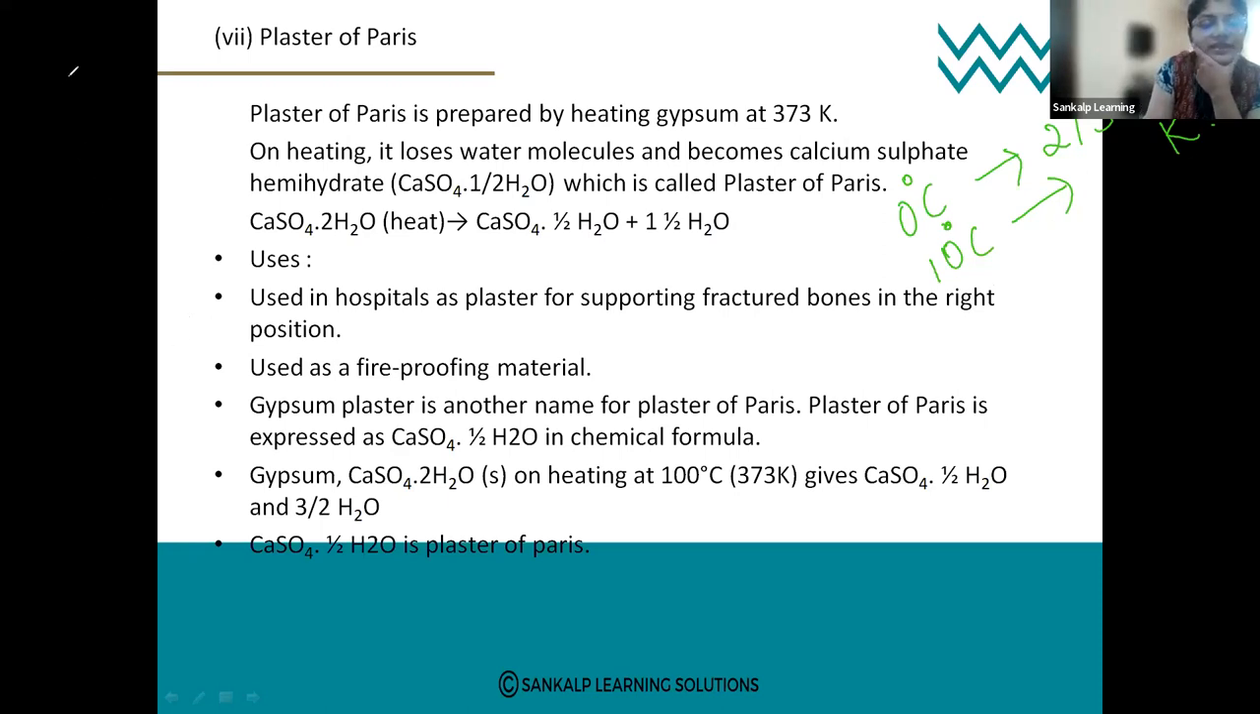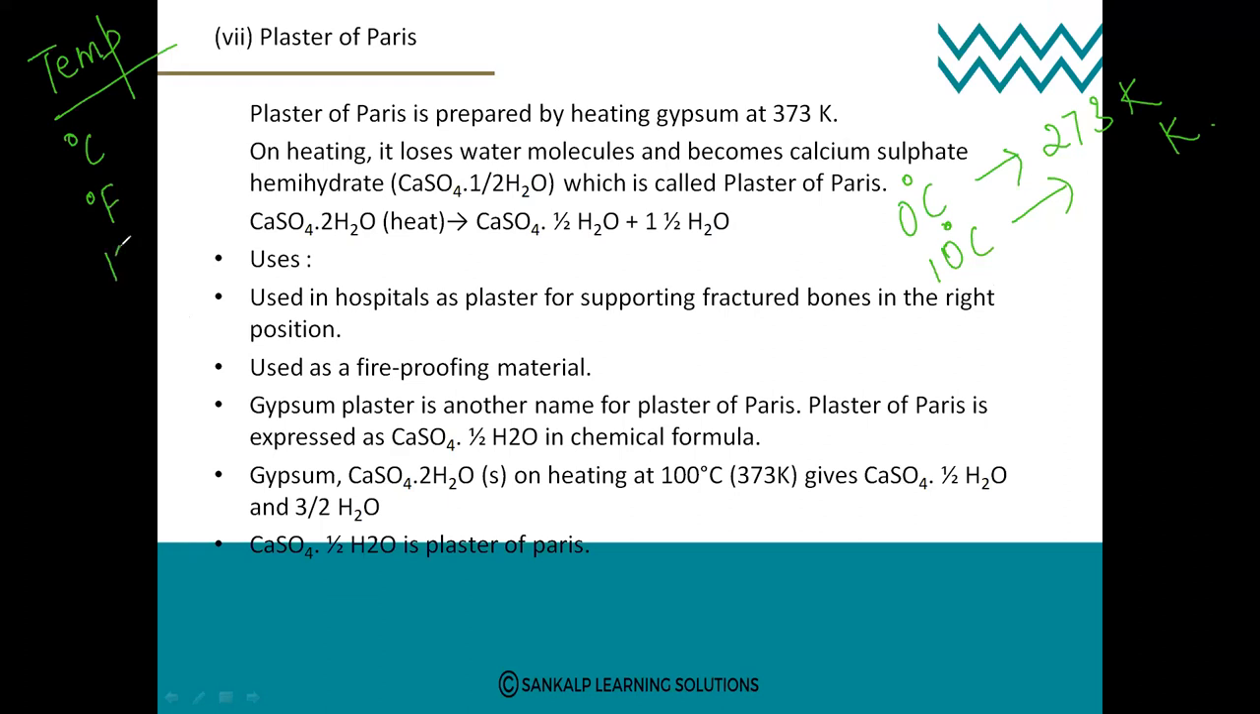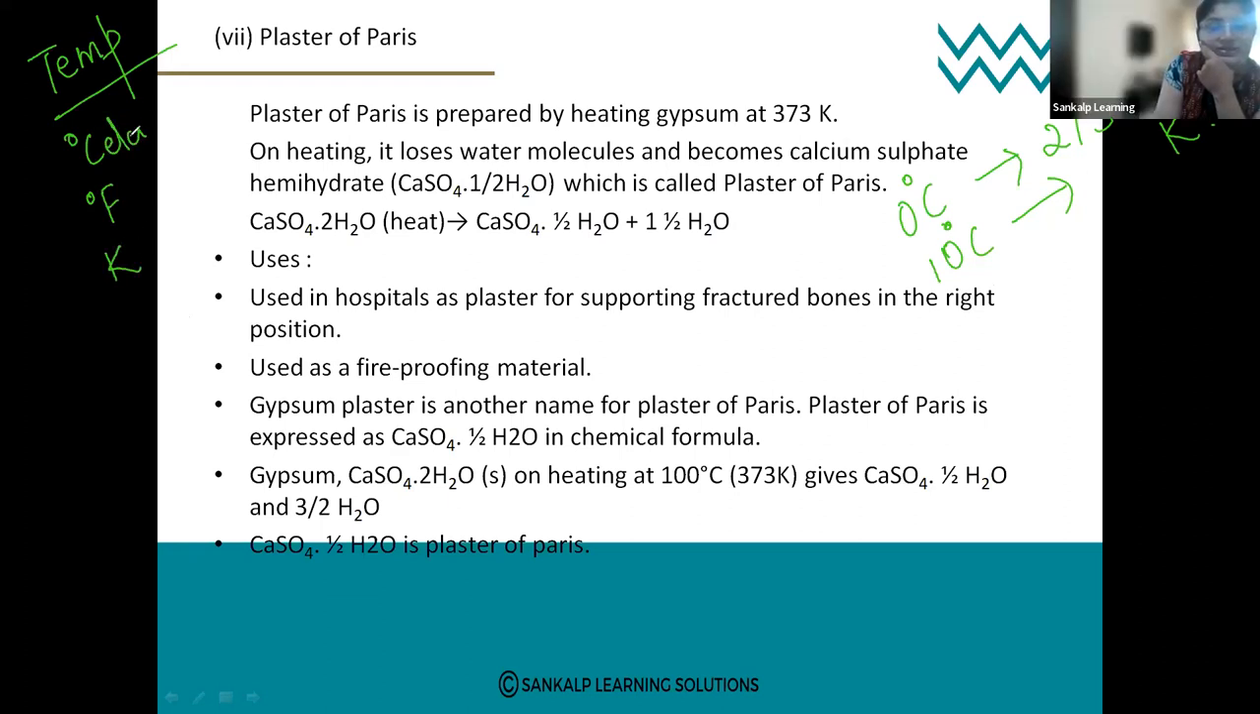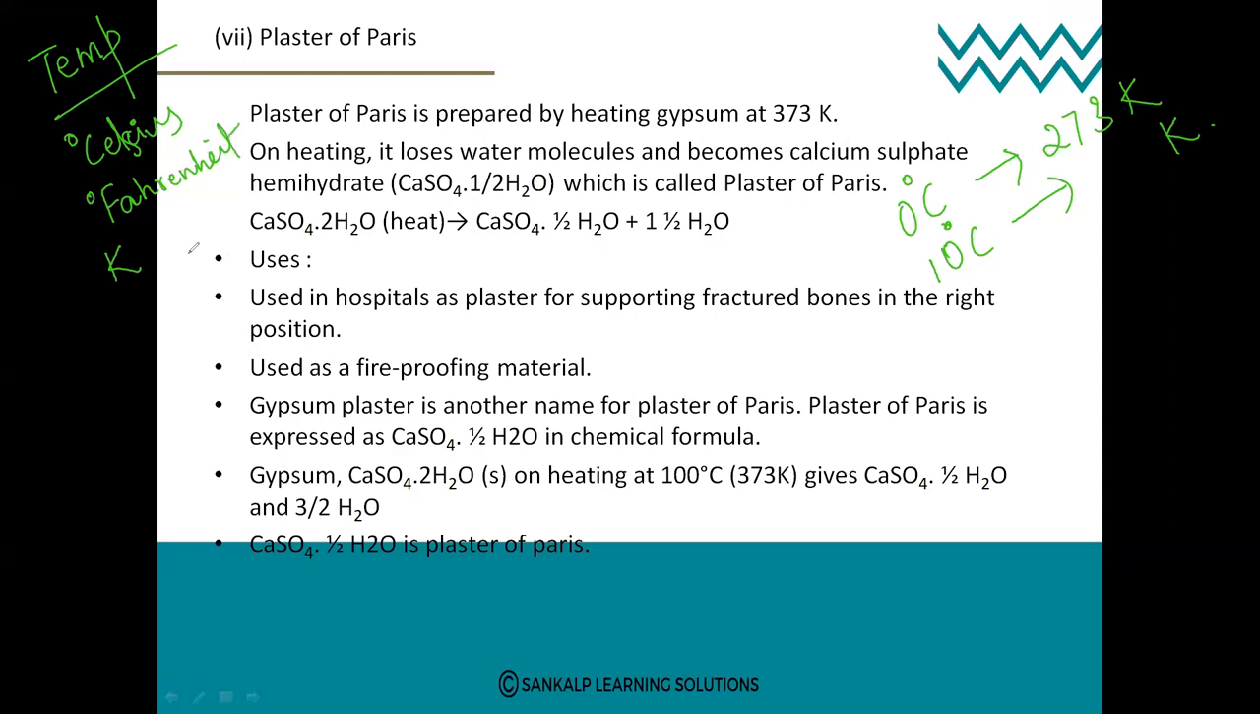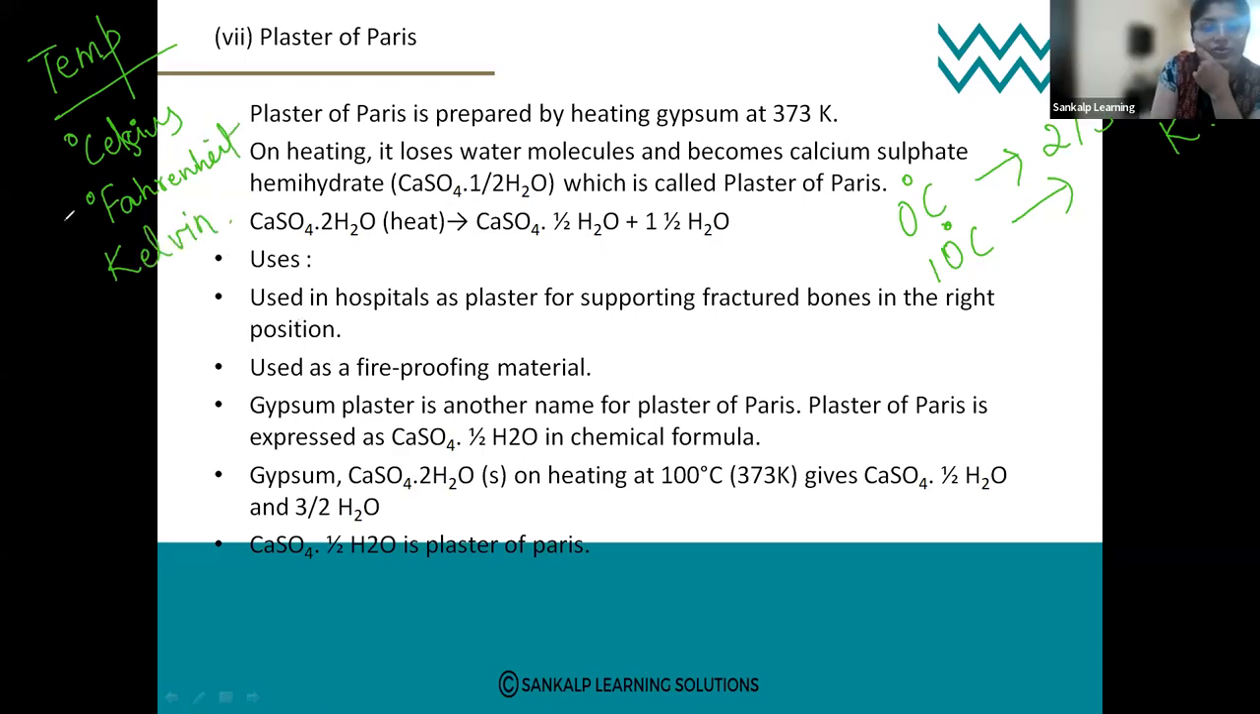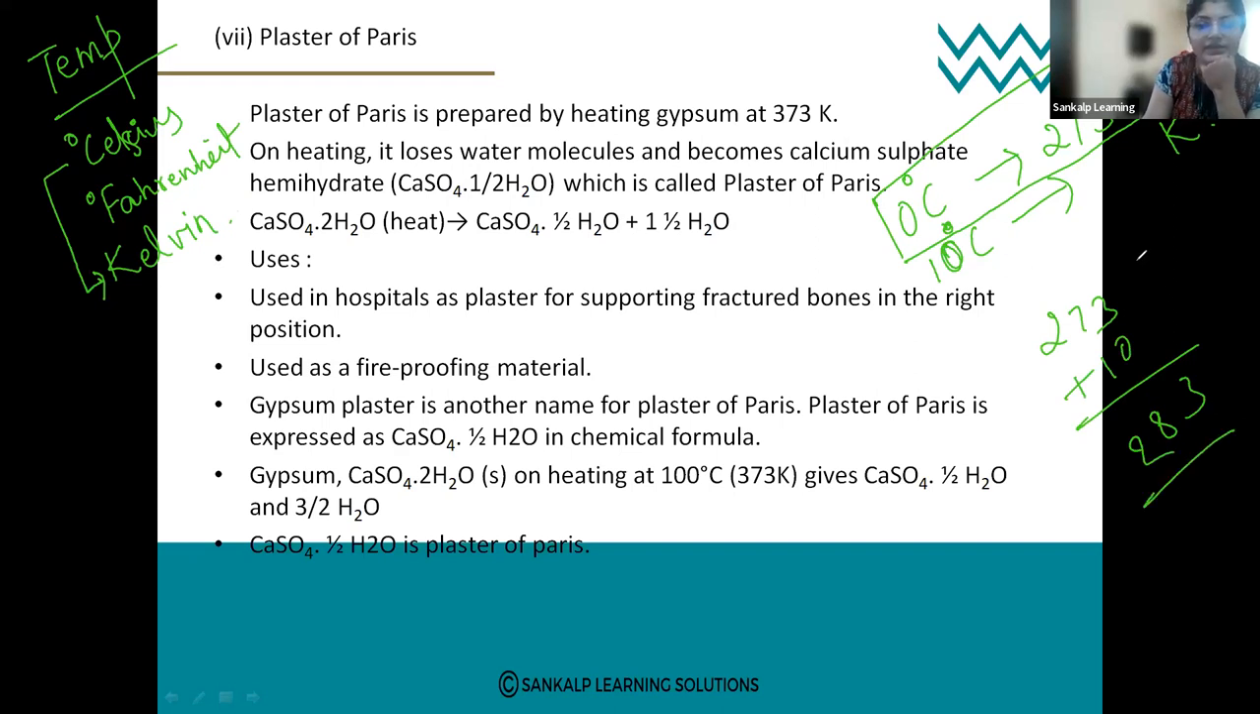See, there are three temperature scales on which you can measure temperature: degree Celsius, degree Fahrenheit, and Kelvin. I asked you to convert from Celsius to Kelvin. The general equation is 0 degrees equals 273. If I say 10 degrees Celsius, you just add 273 plus 10. So this will be 283 Kelvin.